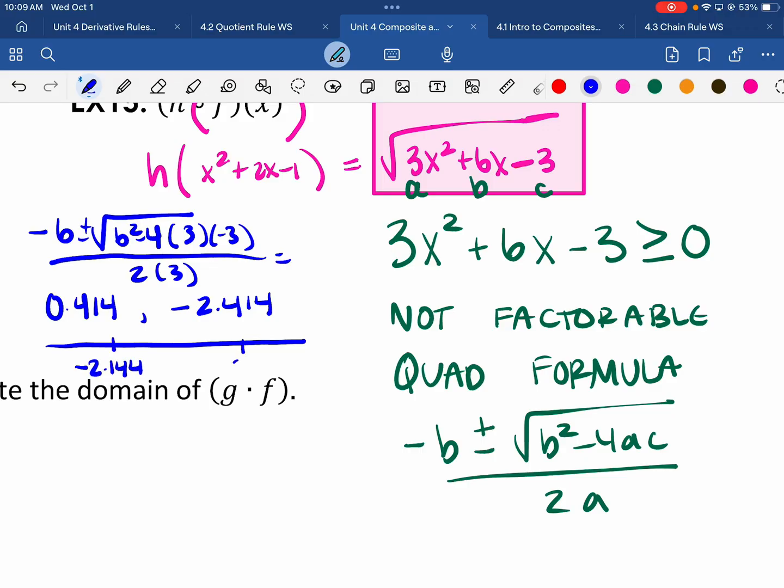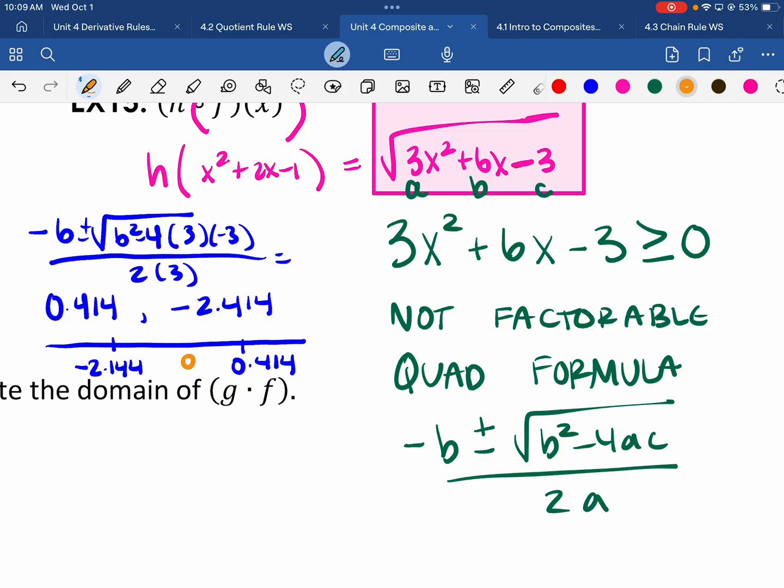So I'm going to put those on my number line. And then just like we did in the beginning of the year, because I want to figure out which one of these intervals is going to work and be greater than or equal to 0. So remember when we talked about inequalities, we had to make a number line. What would be a good test number? 0, which is right here.